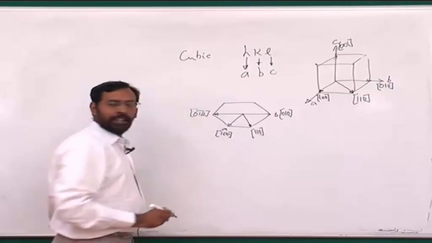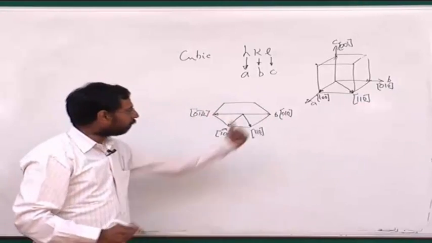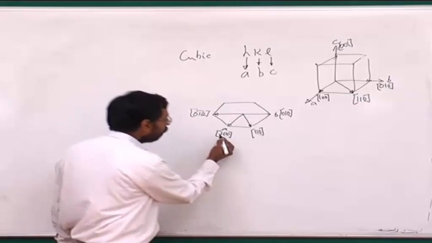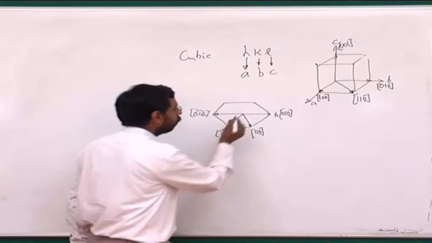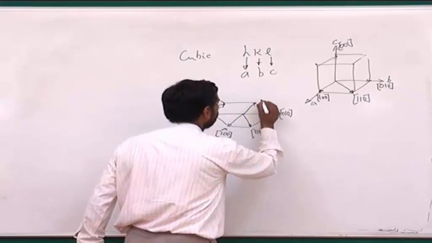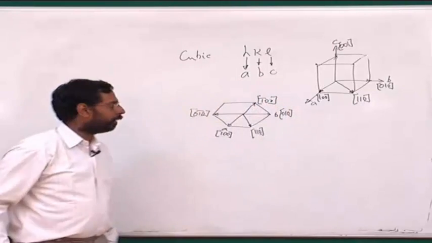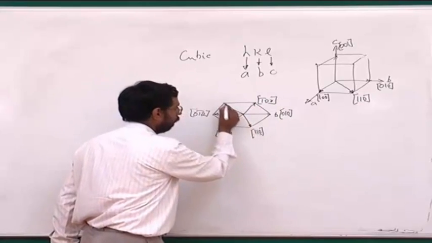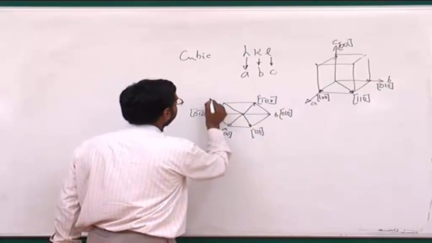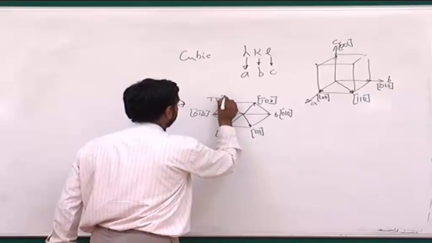There is no problem with this because this is one positive direction, this is one negative direction, and similarly if this is 1, 0, 0, this direction would be bar 1, 0, 0, negative of that, and this direction would be negative of this, and so it will be 0, bar 1, 0.